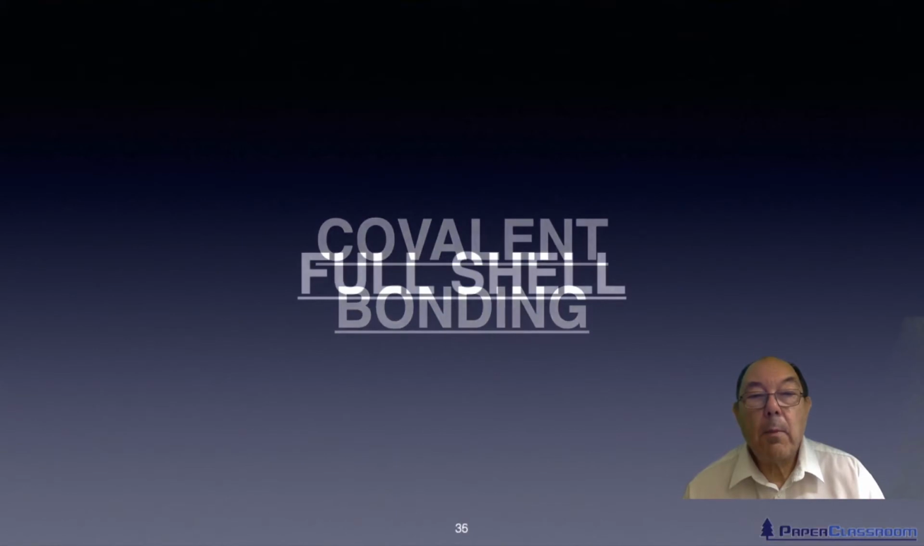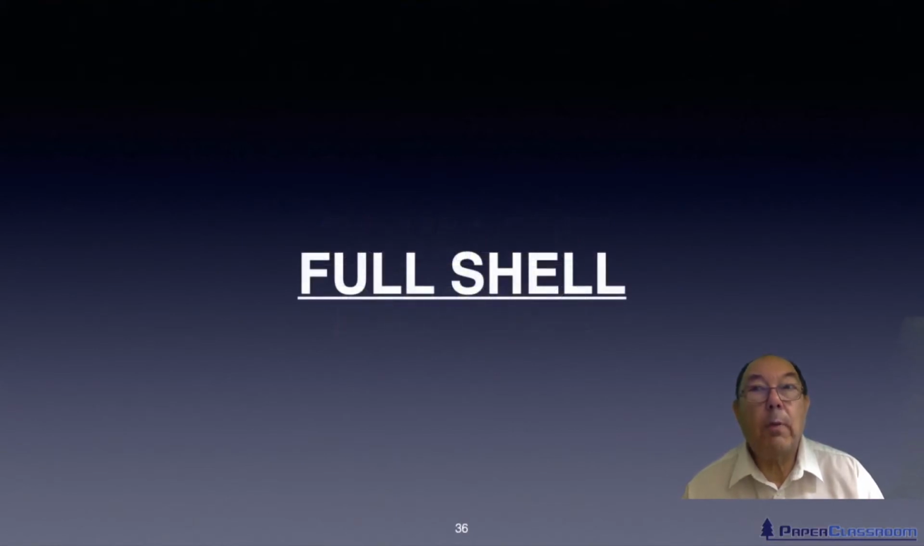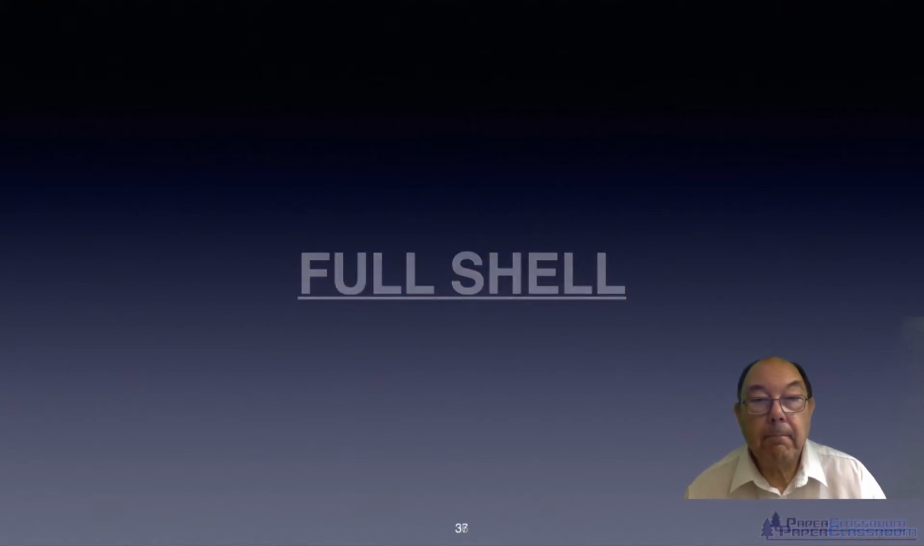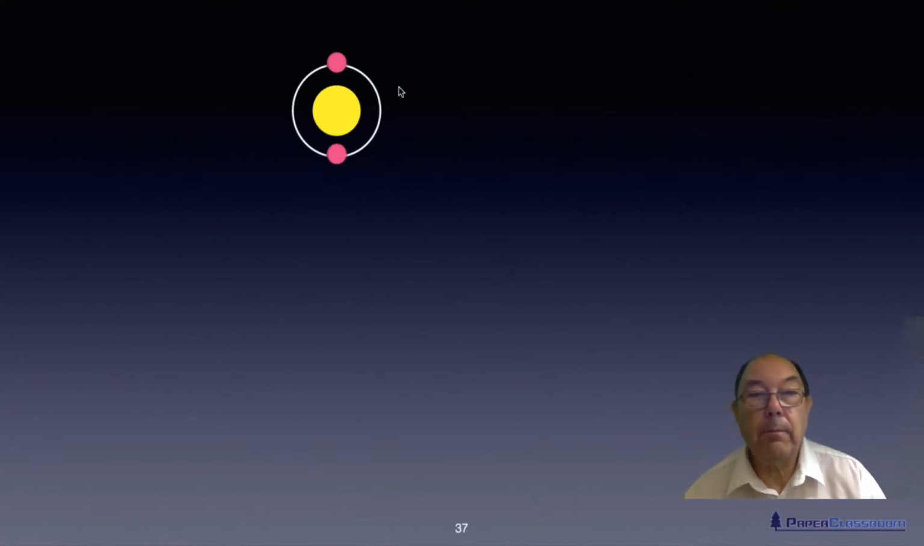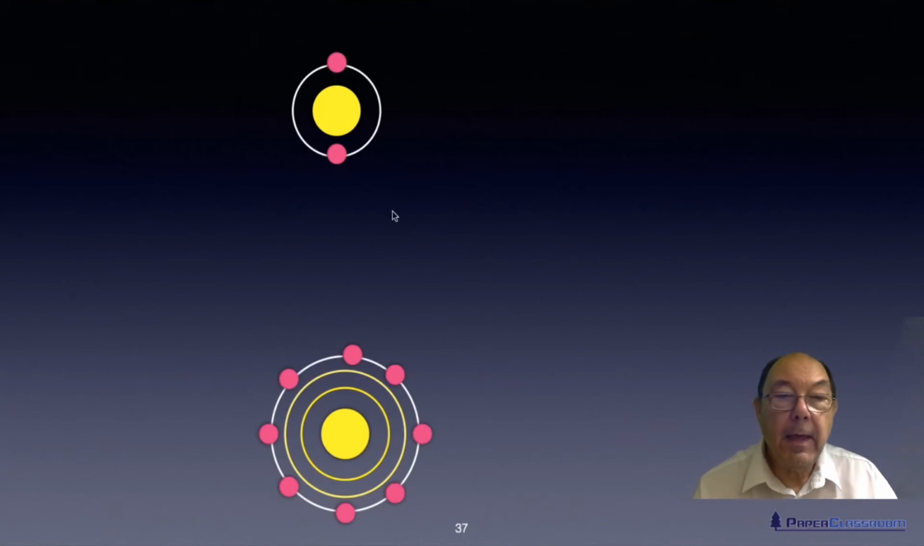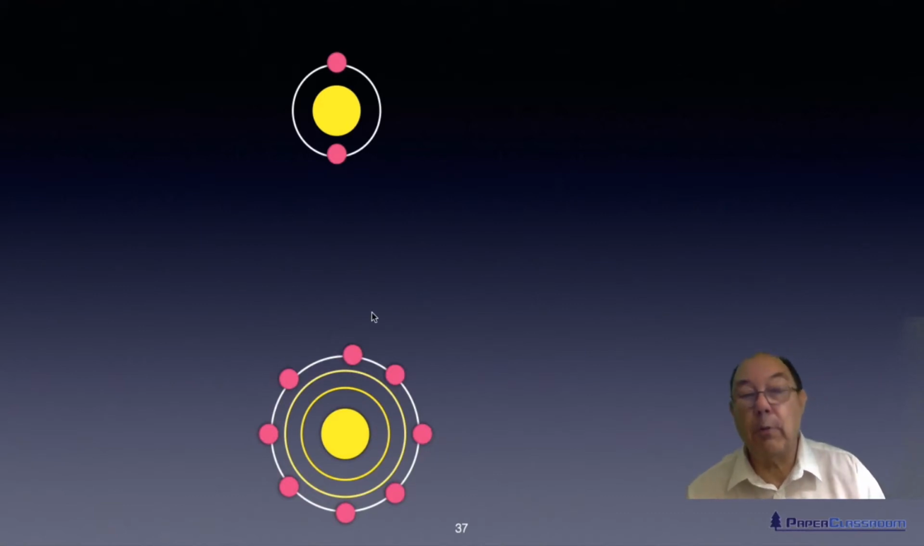Finally, we need to talk about atoms that already have a full shell. So here is one atom. This has just one shell and it has 2 electrons in it. It's full. That's actually helium. Here is another atom. Had it been 2 shells, it would have 8 electrons. It will be full. This has 3 shells. It has 8 electrons. It will be full.